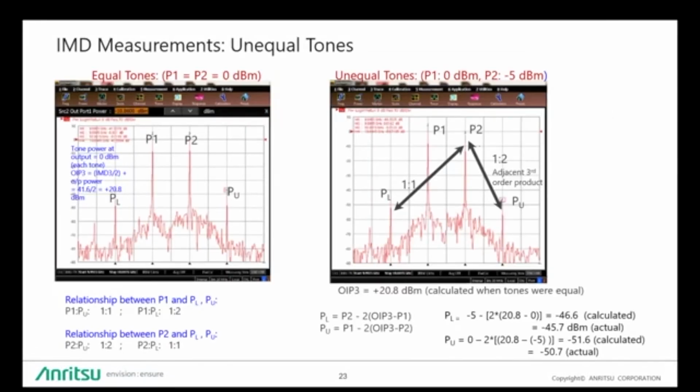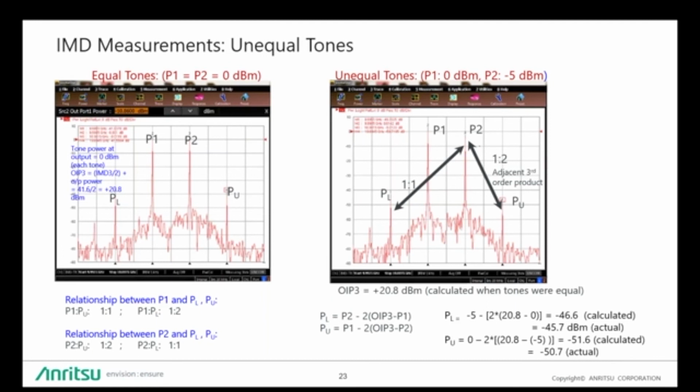So here is an interesting scenario. What if the tones are unequal? Most times P1 and P2, the fundamental tones, are kept at the same power, but what happens to the relationship between these two tones and the third order products when the P1 and P2 tones are not equal in power? So there's the relationship.